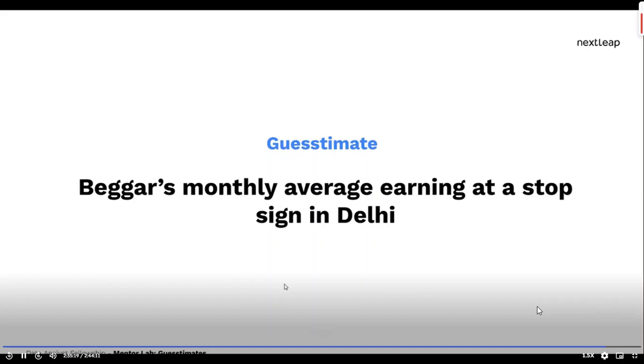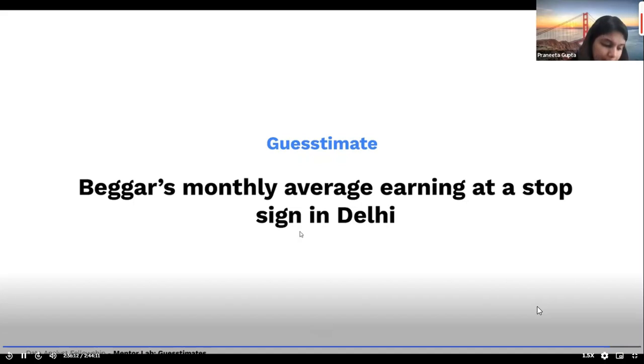So I have an approach. Yeah, tell me. I'm assuming a stop sign has a red light for 5 minutes and a green light for 5 minutes. It's a 10-minute time frame. The beggar can only beg during the stop, when the traffic is stopped. So I'm assuming at the signal there are 100 cars at the time of stopping at the red light, and 10% of people give 10 rupees to the beggar, which is 100. So that is 600 rupees per hour.